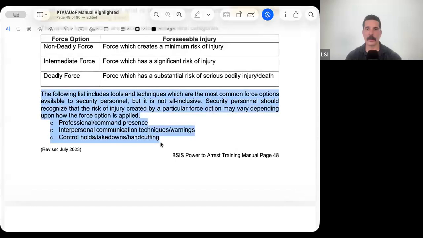All right, it continues. The following list includes tools and techniques which are the most common force options available to security personnel, but it is not all inclusive. Security personnel should recognize that the risk of injury created by a particular force option may vary depending upon how the force option is applied. Professional command presence. Interpersonal communication techniques, warnings. Control holds, takedowns, handcuffing.